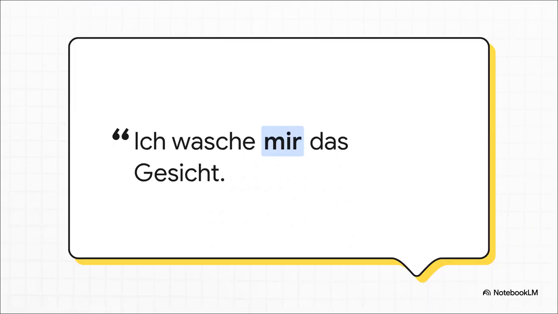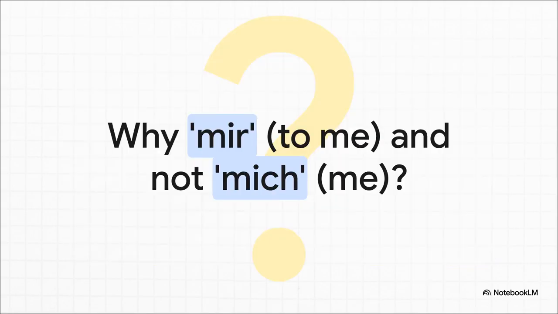So to get us started, let's just look at this super normal, everyday sentence. Ich wasche mir das Gesicht. It means, simply, I wash my face. But if you've been learning German for a little while, your brain is probably telling you that something is, well, a little bit strange here. And that strangeness leads us right to our big question.